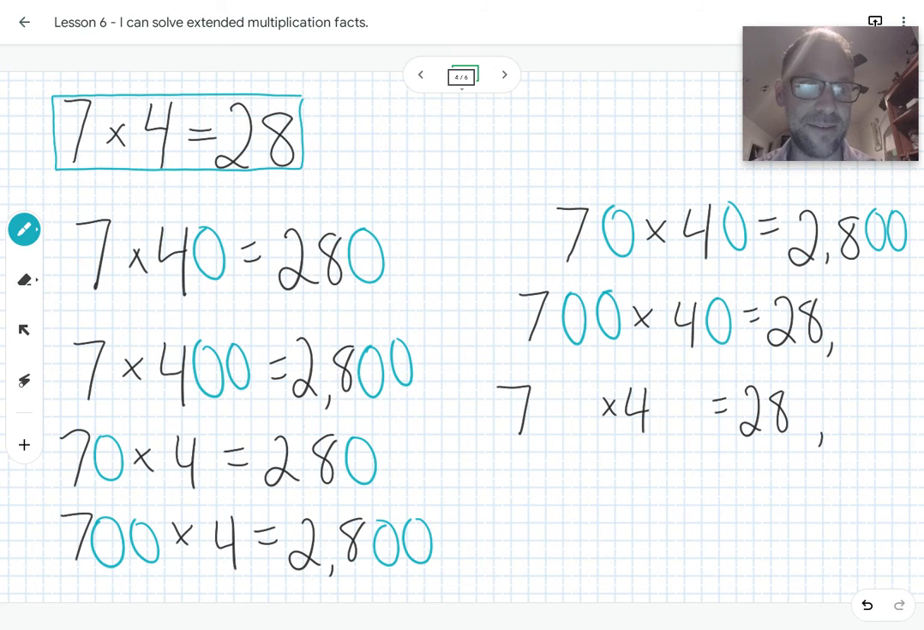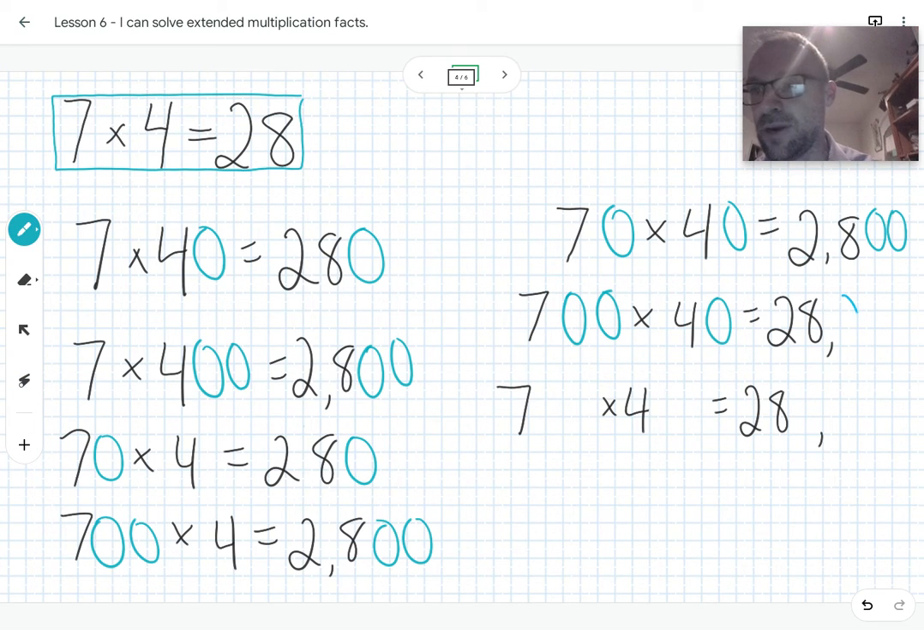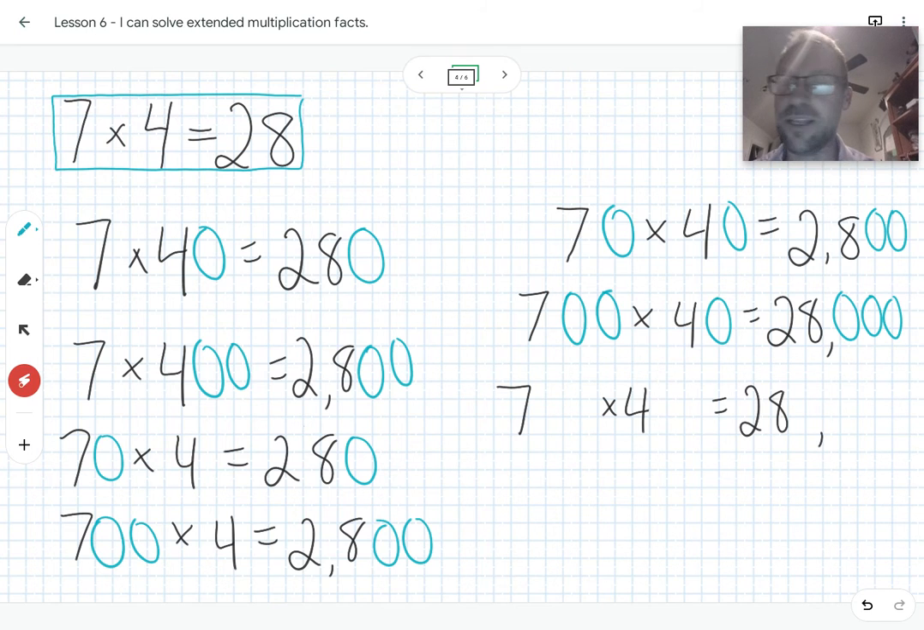All right, welcome back. Step 1, let's multiply our basic math fact. 7 times 4 is 28. And then count up 1, 2, 3 total zeros in all factors combined. 1, 2, 3. And we'll add that to our product. And we'll get 28,000 as our final answer.